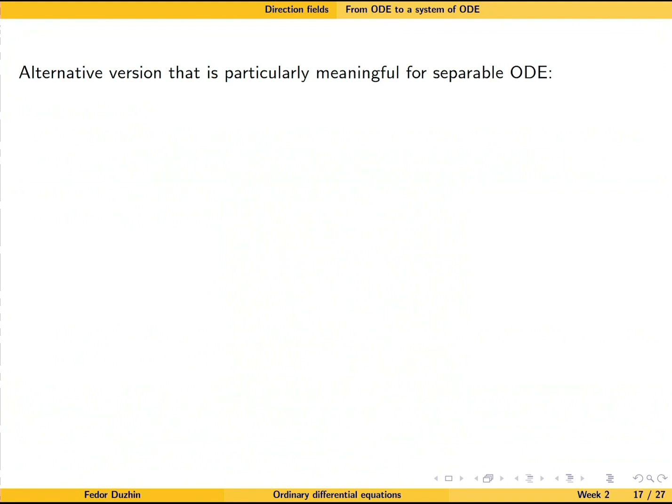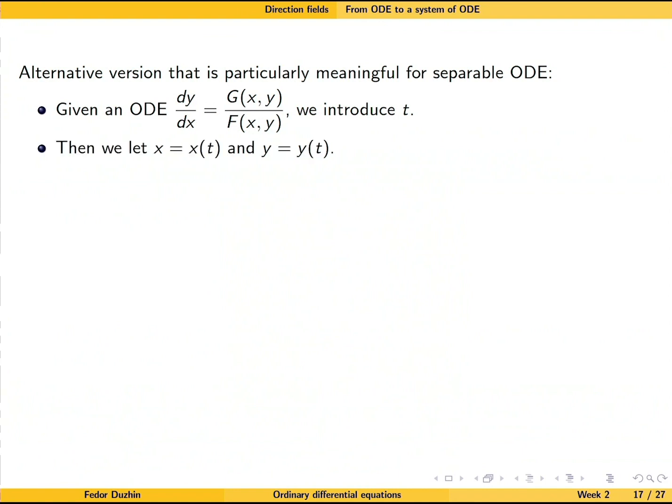I also want to give you an aspect of what's going on when we solve separable differential equations. If we have a differential equation where the right hand side looks like the ratio of two functions, we can introduce a new variable t.